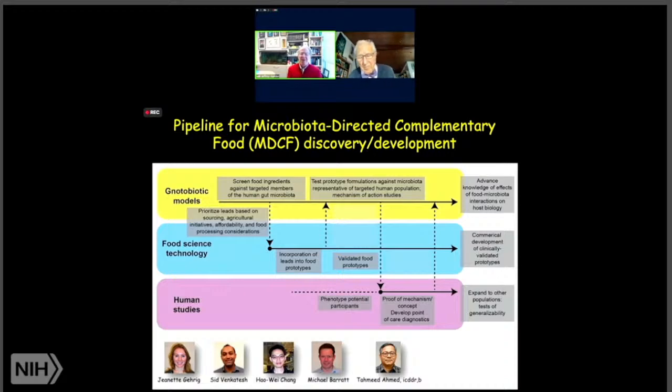Now, after this screen was initiated, we used not sequenced bacterial strains from children living in Mirpur, but rather the intact uncultured microbiota of children who had been treated with standard therapy, but whose microbiota hadn't been repaired. So could these MDCFs, microbiota-directed complementary foods, repair the microbiota that had been introduced into these animals? And for those combinations that did, additional mechanistic studies were performed about how the community responded and how the host responded.